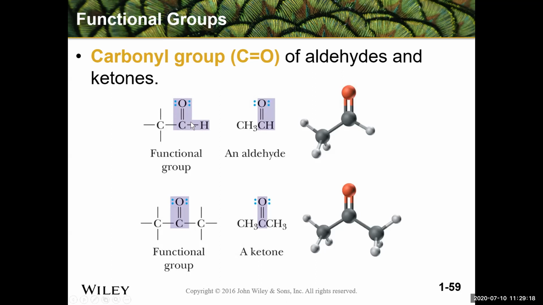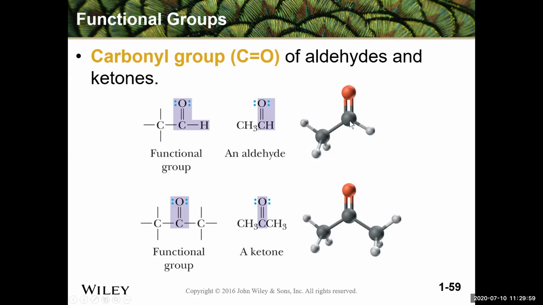Okay, so here's an example of an aldehyde. One of the simplest aldehydes is acetaldehyde. So in this compound, you have a carbon bonded to another carbon in the methyl group, and then you have a carbon single bonded to a hydrogen. So in an aldehyde, one of the carbonyl carbon single bonds is to another carbon, and the other is to a hydrogen. And then here's the ball and stick representation of an aldehyde.